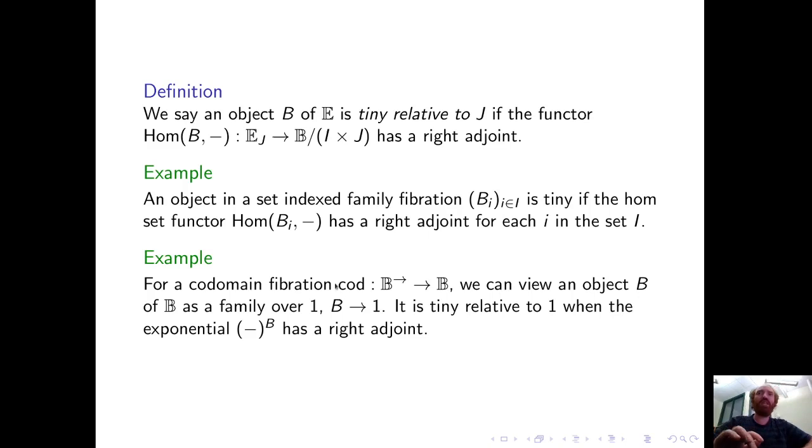I also want to define what tiny is, and again I use the general notion of Hom object in a Grothendieck fibration. I say that an object B is tiny if this Hom functor has a right adjoint. For example, we can apply this to the set-indexed families fibration, and then the Hom objects are defined using Hom set functors. This would say that the Hom set functors have right adjoints. But we can also work over the codomain fibration, and in this case the Hom objects are local exponentials. So when we restrict to the fibre over 1, this says that the exponential has a right adjoint.